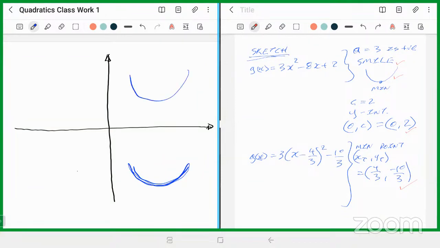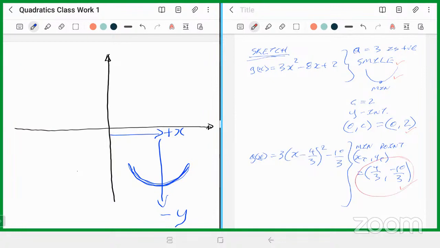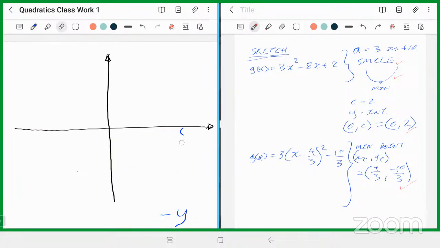Can't turn up here, so wrong. Can't turn up here, so wrong. Can't turn down here, so wrong. The turning point has to be somewhere over here, which has a positive x and a negative y. That's what we have at the turning point. So that's why it must turn somewhere down here. So we know that already. The turn on the graph must be somewhere down here.